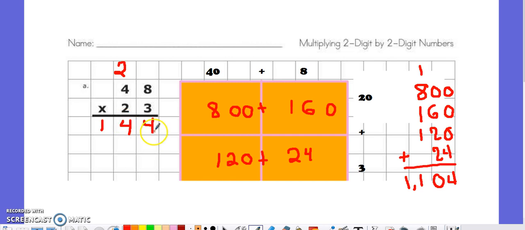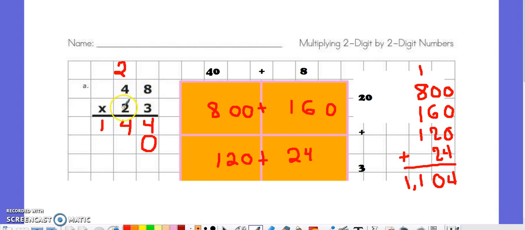Here's the one thing you have to remember about this strategy. The standard algorithm then makes sure that you realize that this 2 is actually worth 20 by placing a 0 in the ones in our secondary line here to add. You're going to create 2 numbers. After you multiply the ones by the ones and the ones by the tens, you're now going to multiply this 2 in the tens by the 8 in the ones and the 4 in the tens.